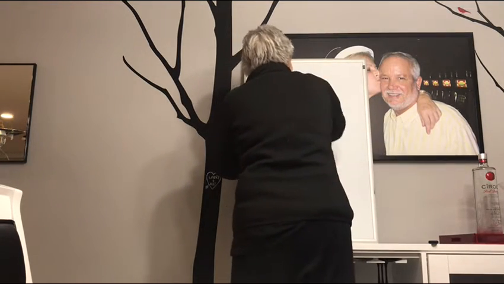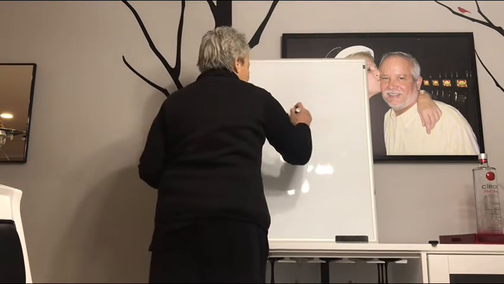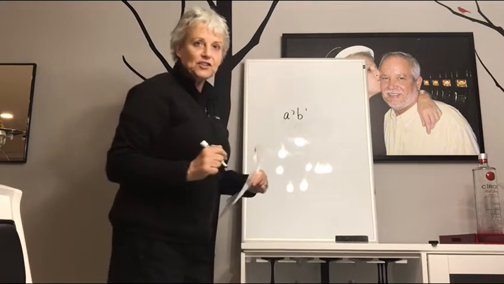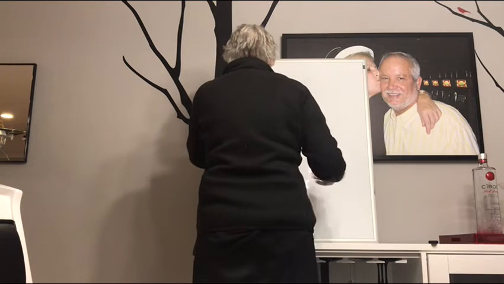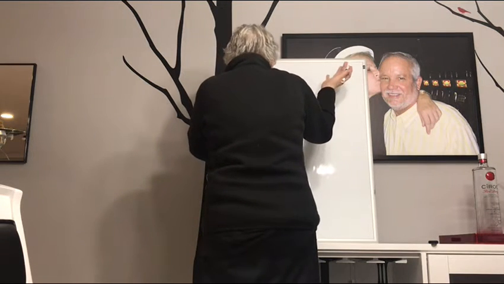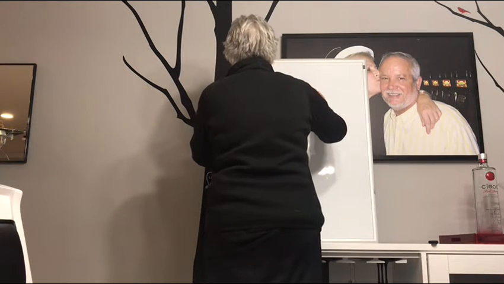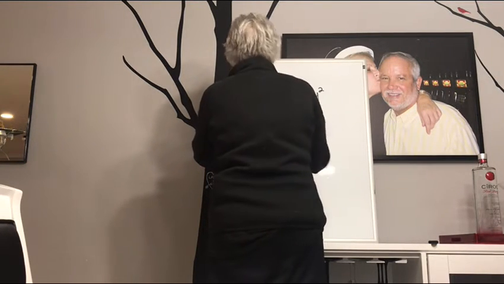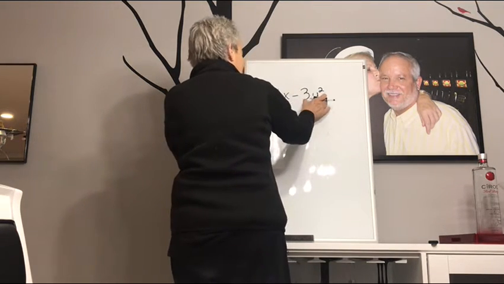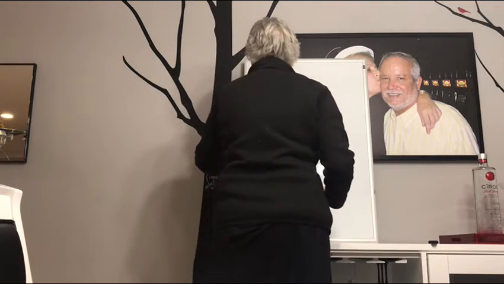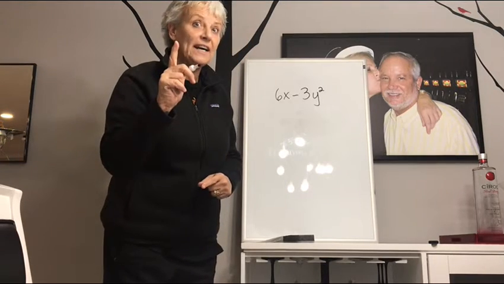Now, polynomials also have degrees. Remember, a monomial is like a squared b. The degree is 3. Well, when you have a polynomial, more than one term, like a binomial, for example, let's take 6x minus 3y squared. This is a term, and this is a term. This is a binomial because it has 2 terms. The degree is the highest one.